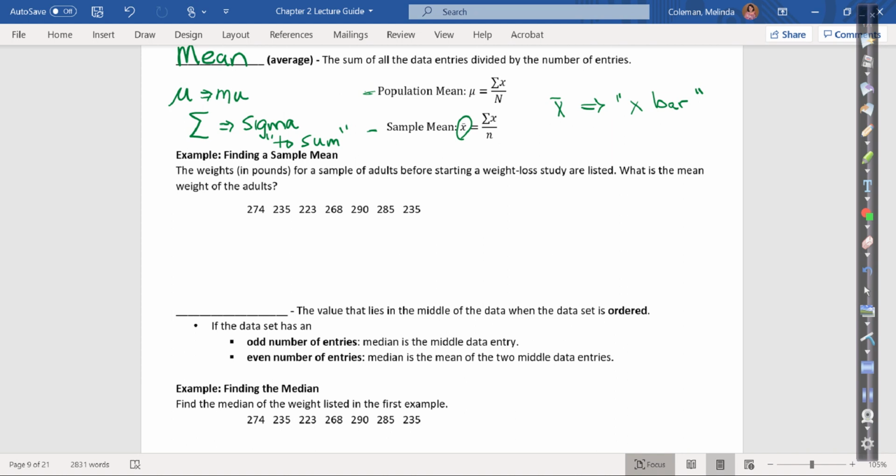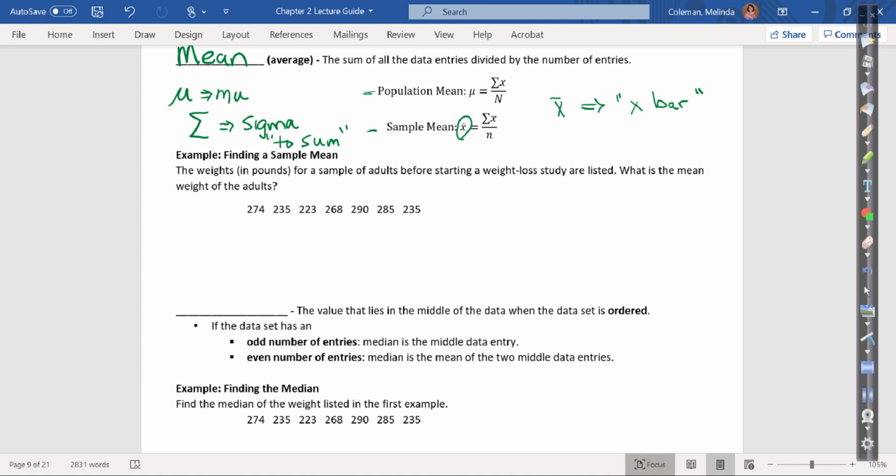To find the mean, you're going to add up all of your data entries and divide by the total number. Whether it's N for the number in the population would be capital N, versus the number in the sample would be considered lowercase n. But it's still the same formula.